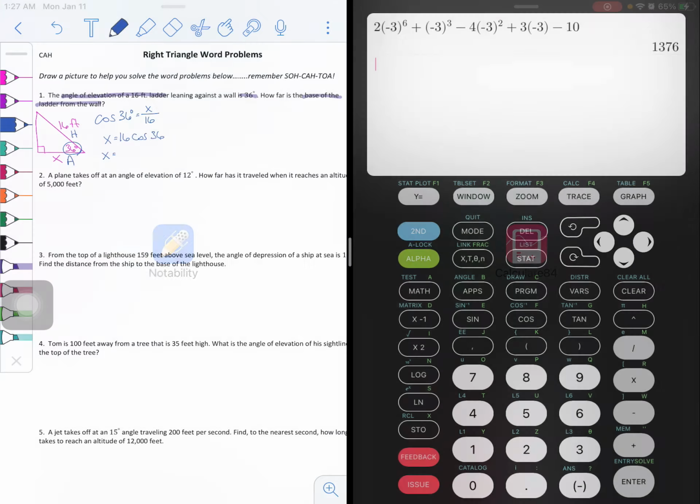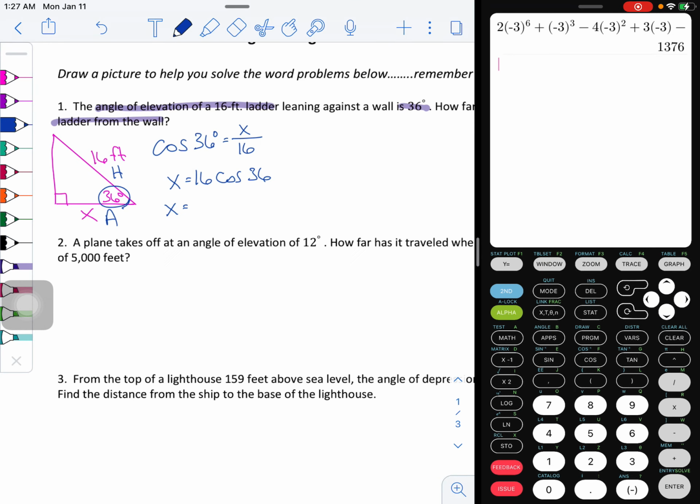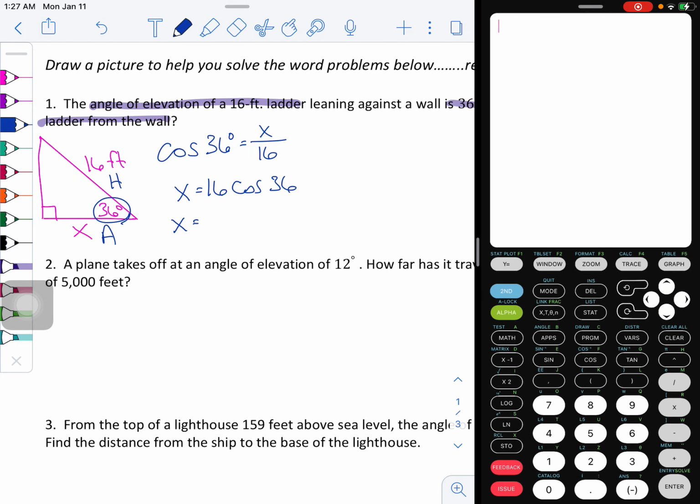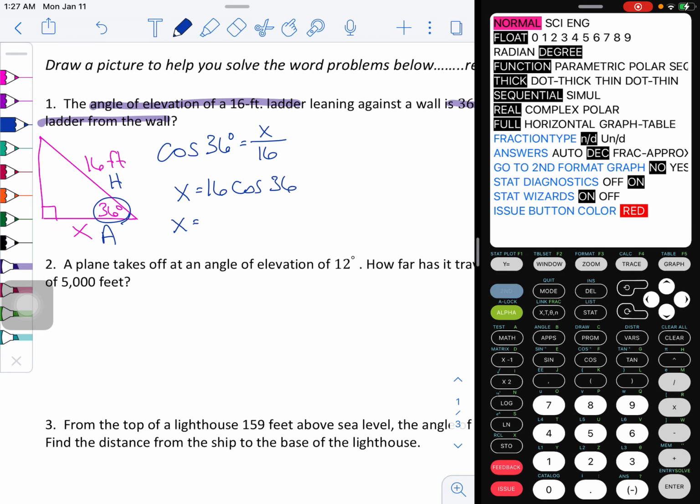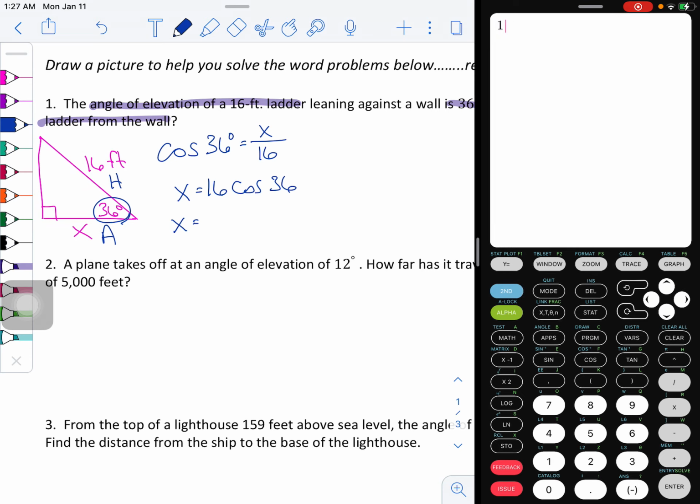Now I'm going to pop up Calculate 84, because that's the one I happen to have on my dashboard here. You can absolutely use Calculate 84. You can use Desmos. The only thing, make sure, I'm going to go into mode. I am in degree mode, so I'm good to go there. So 16 cosine 36 and enter.